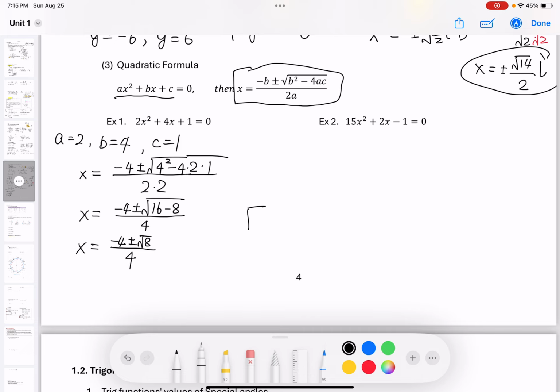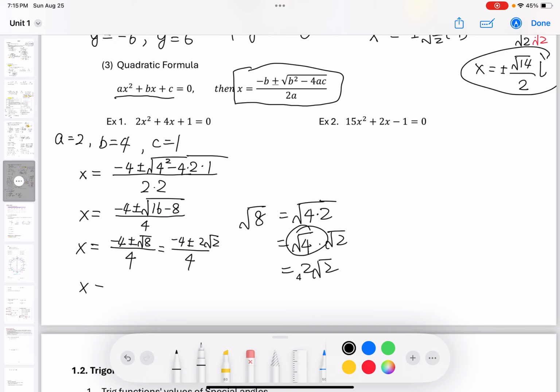And be careful, what is the square root of 8? Can I do the simplification? Yes, because 8 is equal to 4 times 2, so we can separate the factor from the square root: square root of 4 times square root of 2. What is the square root of 4? 2. So square root of 8 is 2 root 2. Let's rewrite the square root of 8, which is 2 root 2, over 4.